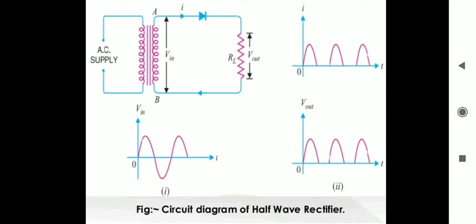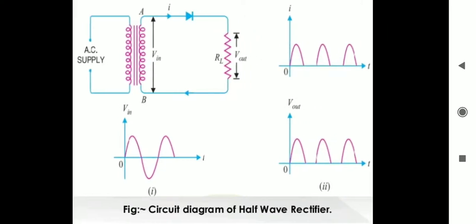Now in this lecture we are going to discuss the full wave rectifier. The full wave rectifier uses two diodes in the center tap full wave rectifier, and in the bridge full wave rectifier four diodes are used. So now in this lecture we will discuss the center tap full wave rectifier.